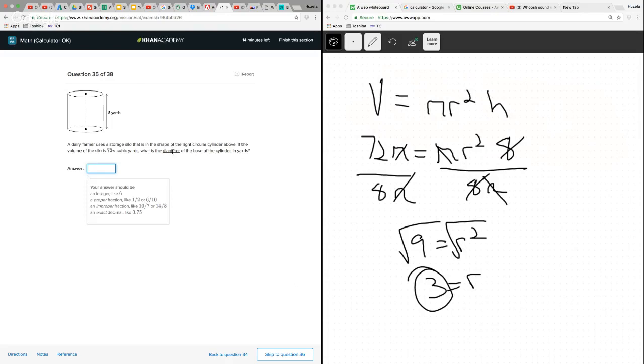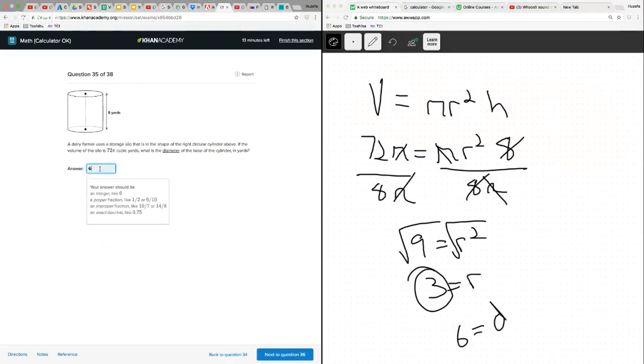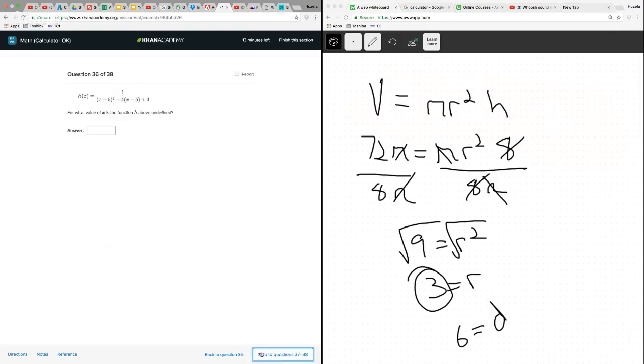Oh, but it's not asking for radius. It's asking for diameter. Diameter is 2 times the radius. So diameter is 6. I bet you that's the most common incorrect answer for this one is 3. Guarantee it. So read those instructions. They even underline it for you to be nice, but read them carefully.